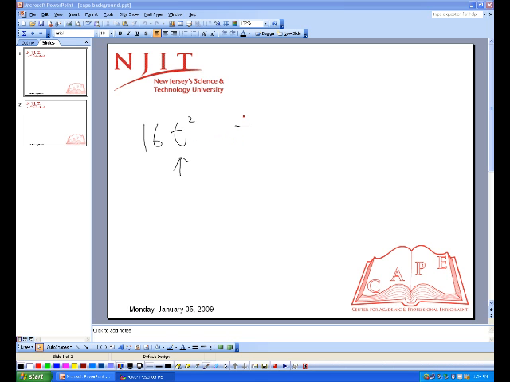If you know what t is, let's say it's 5, now the distance will be 16 times 5 squared, because you plug in 5 for t. That will give you 16 times 25, which is 400. Okay, in feet. So this is the simplest example.